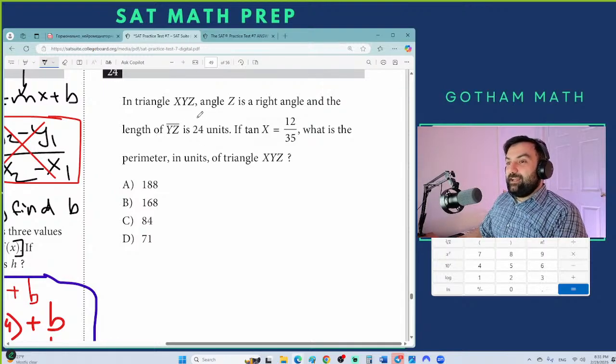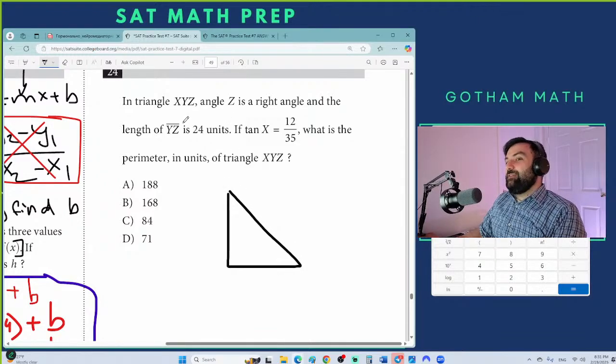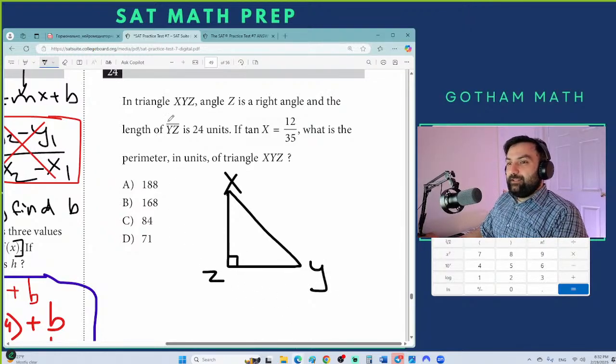In triangle XYZ, angle Z is a right angle. I'm not even reading further before drawing because I want to see how it looks. So Z is a right angle. Maybe it's going to start with X on top, X, Y, and Z here, and Z is a right angle. And the length of YZ is 24 units. If tangent X equals 12 over 35, what is the perimeter in units?